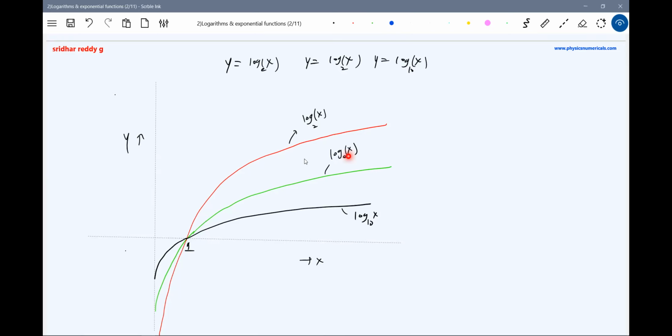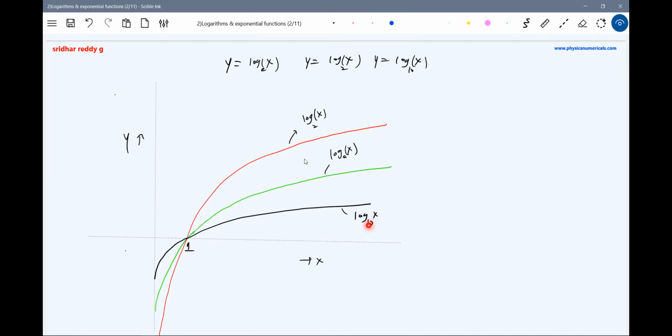X equals 0 is not defined. So x equals 0.1, 0.2, it will be negative. X equals 0, we should not define it. It's not defined. X equals 0, 1, 2, 3, 4, 5 like this, or 0.1, 0.2, 0.3, 0.4, then 0 till 1. Afterwards, 1, 2, 3, 4, 5, 6, if you keep on plotting, the response will be like this.